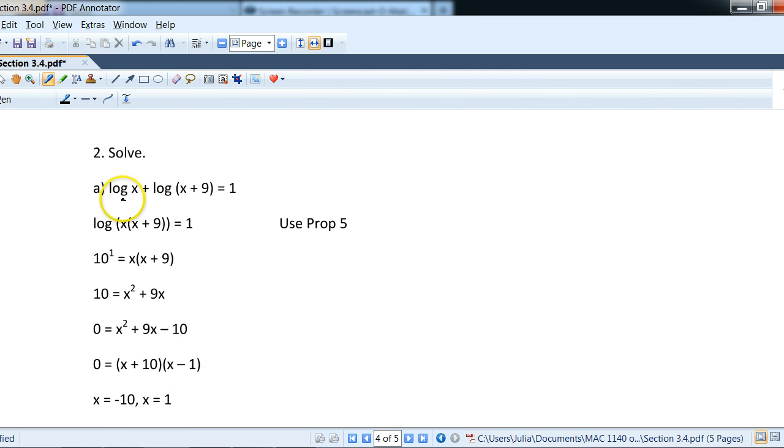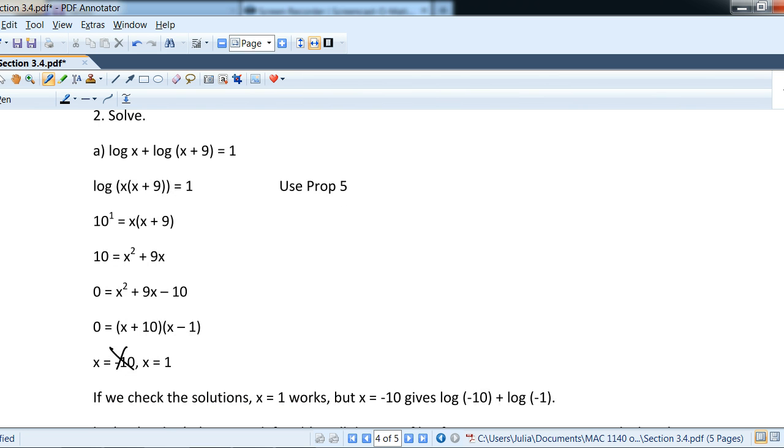Well, 1 would work okay. Log of 1 is 0, and then log of 1 plus 9, that's log of 10, which would give us 1, so that works. But negative 10, however, log of negative 10 would not be defined, and then negative 10 plus 9, that would be log of negative 1. Both logs would not be defined. Even if one of them is not defined, that doesn't work already. So we have to cross out negative 10 and only keep 1 as the answer.